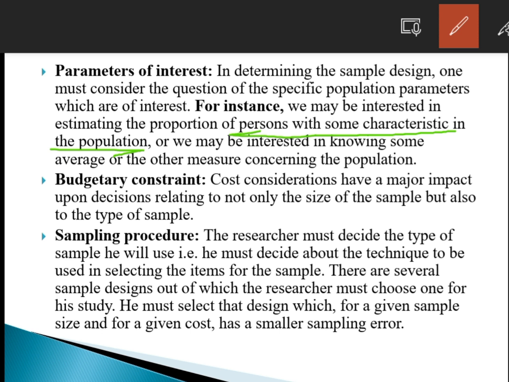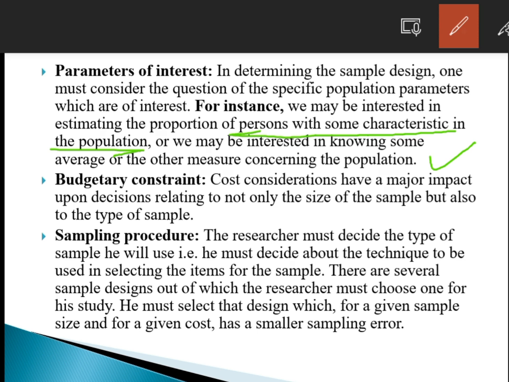Like we are going to include the data of only that kind of persons in the market, whether we are going towards a particular age in the market, or a particular income status related to a particular product. It may be interested in knowing some average or similar measure concerning the population. We have to decide about the characteristics in that particular population.